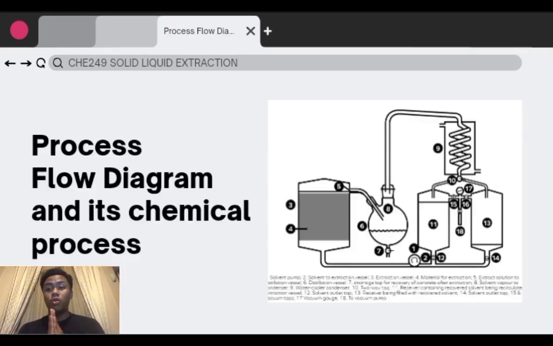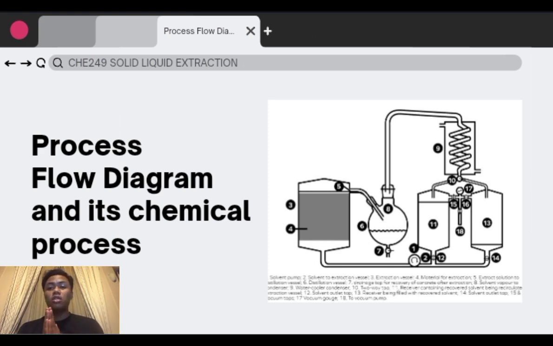So now I'm going to continue with Young Living's essential oil extraction chemical process and its PFD, which is process flow diagram. Okay, so one general chemical process involved in this essential oil extraction is what we can call solvent extraction. Okay, now I'm going to explain its processes. Later I will go through to give a more detailed explanation.